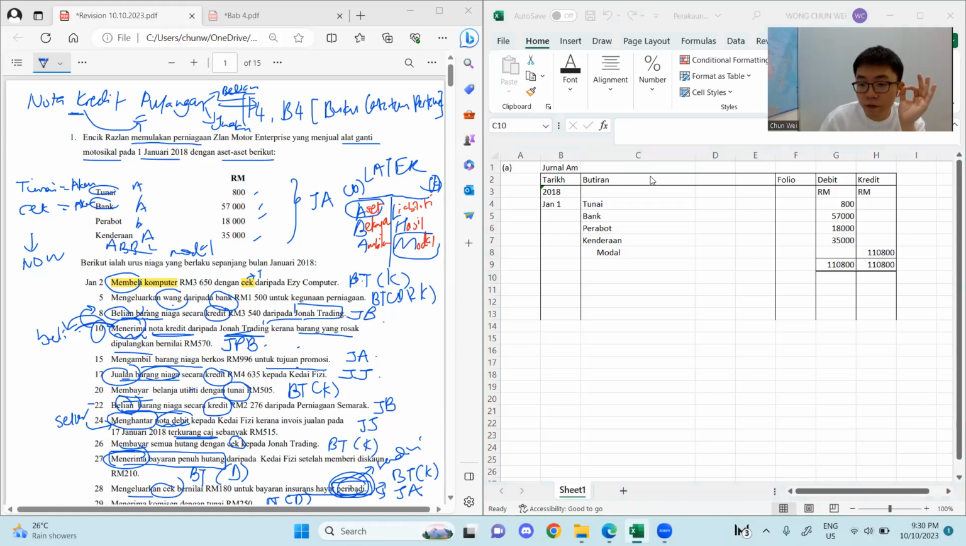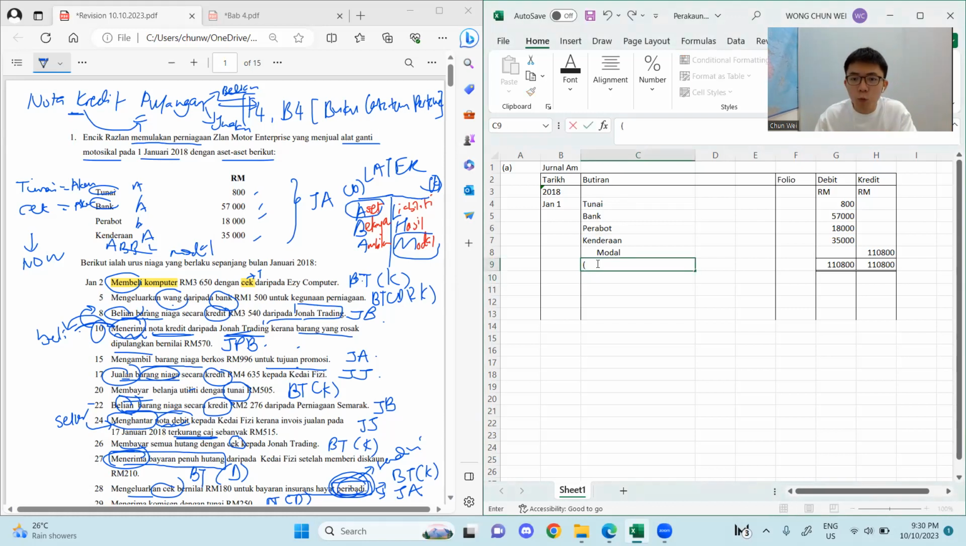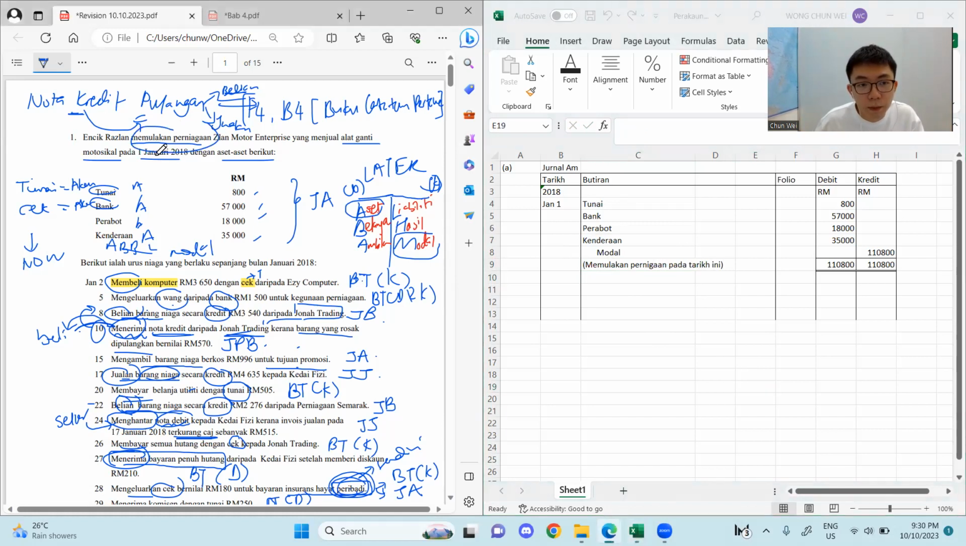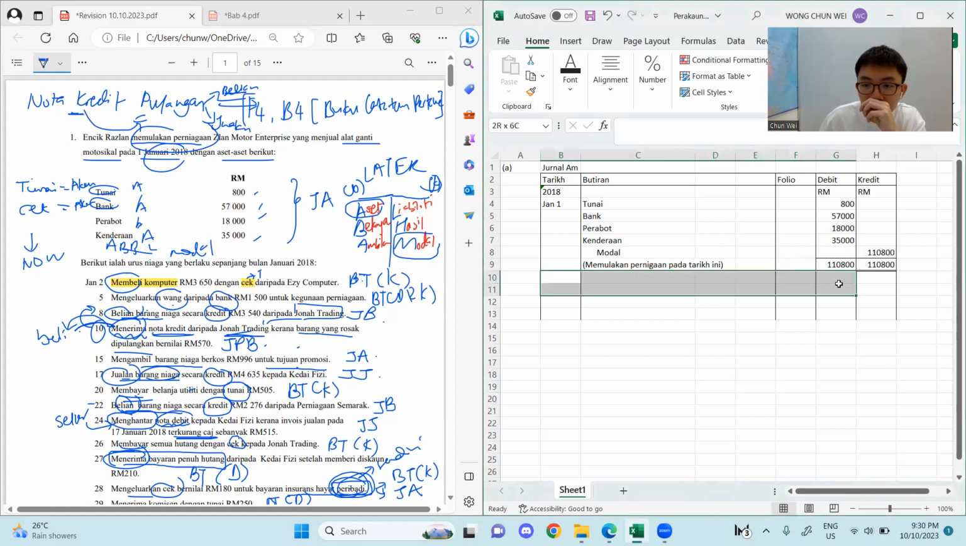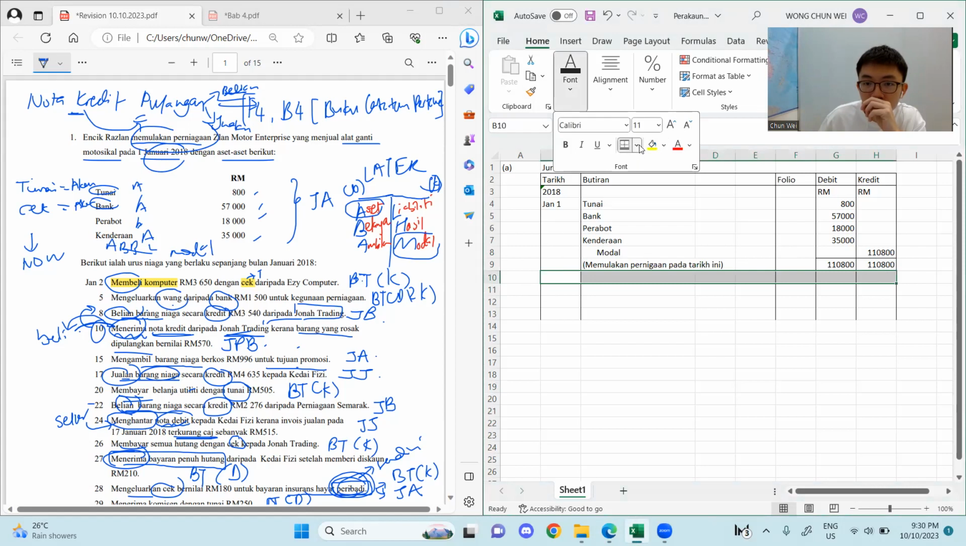Is everyone okay with it? If yes, please give me an okay in the chat box. So this is the first thing you have to do. But of course, not done yet. You have to write a keterangan. Meaning a penjelasan, something like that. You have to show people what this actually is. This is actually memulakan perniagaan pada tarikh ini. So this is what happened here. You can see that dia memulakan perniagaan pada 1st January 2018. So I just copy it down. Memulakan perniagaan pada tarikh ini. That's it. Then you skip a line, then draw a straight line like that.